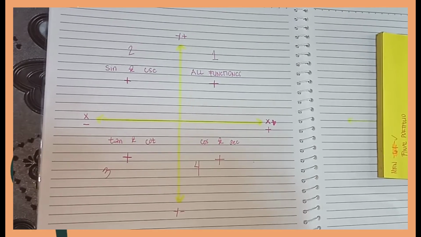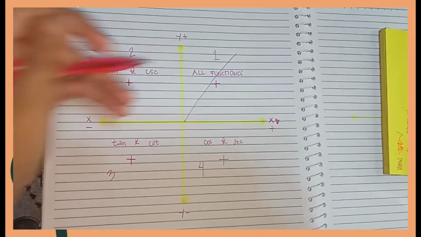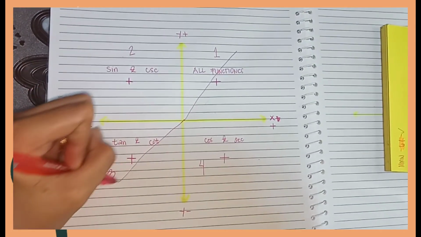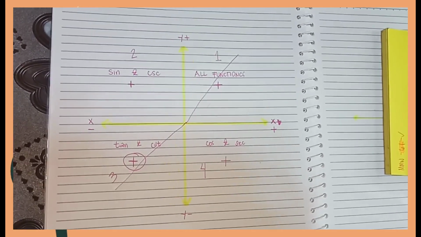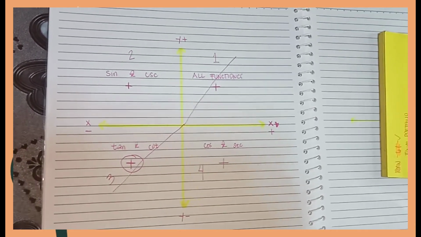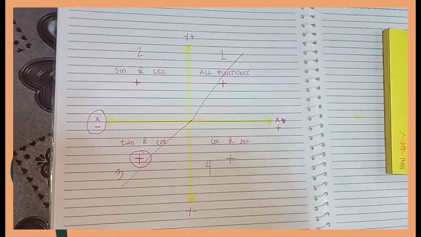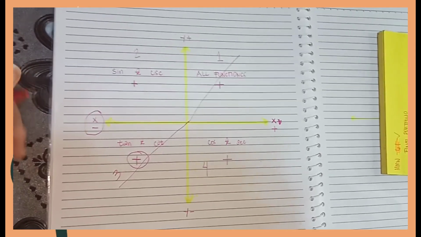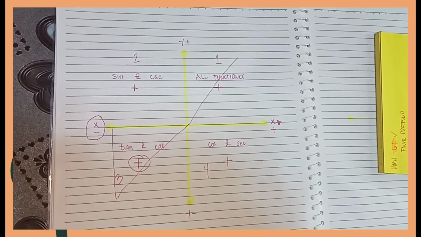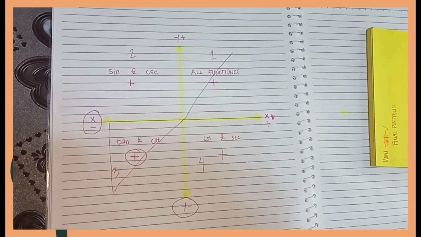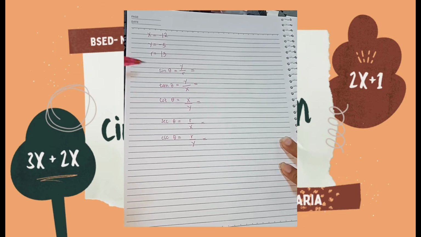Again, cotangent theta is positive, so therefore it's either in quadrant 1 or in quadrant 3. Since x is given as negative, and in quadrant 3 x is negative, therefore theta is under quadrant 3. And in quadrant 3, y is negative. So therefore, y is negative 5. We can now solve the remaining circular functions.